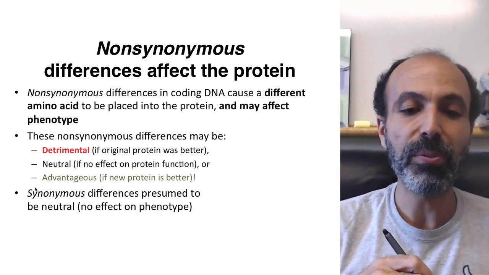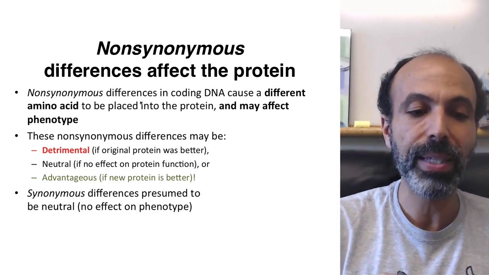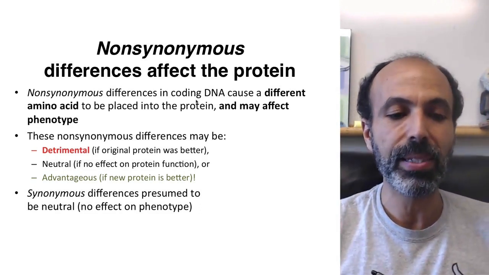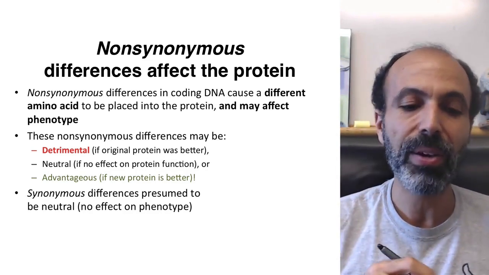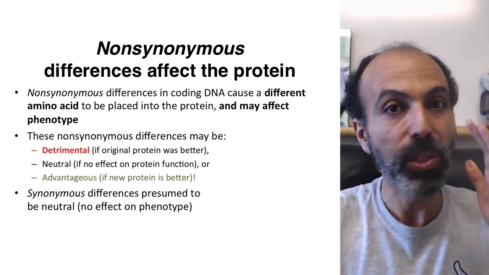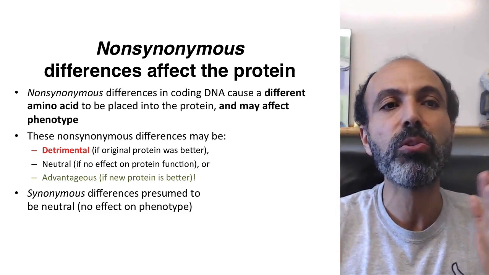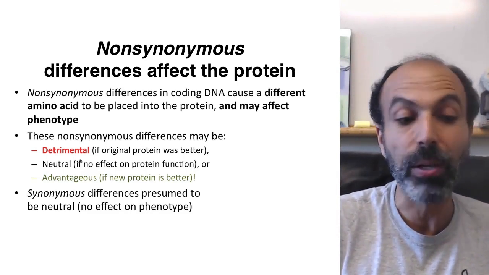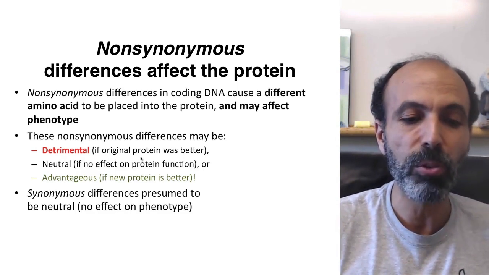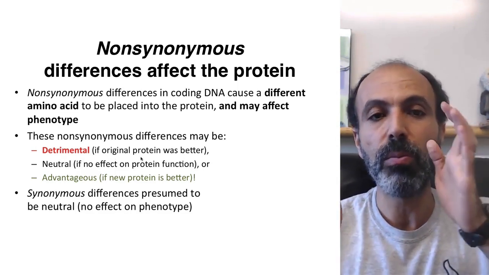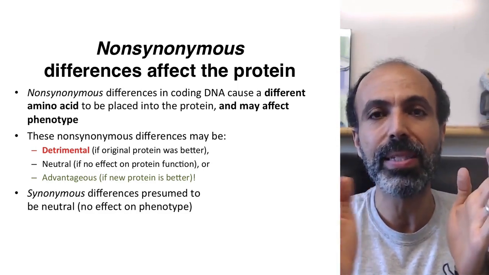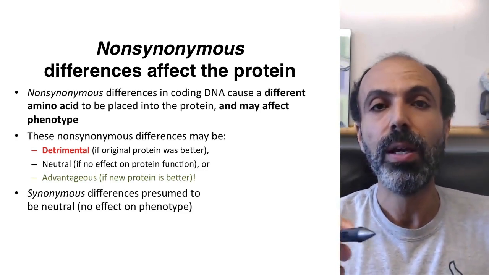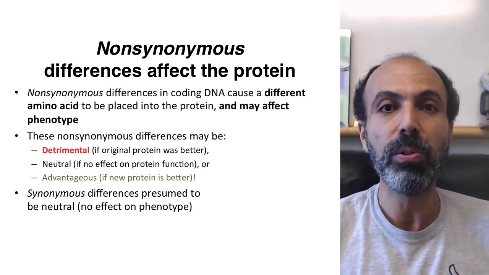Now, non-synonymous differences, as I said, affect the protein, and these non-synonymous differences in coding DNA will make a different amino acid stuck into the protein, and they are likely to affect the phenotype. Now, just because it's having an effect doesn't tell you the direction of the effect. These non-synonymous differences may be detrimental, right? They may be bad if the original protein was better. So you have a mutation from AGA to ATA that may make the protein in some way unstable and make it so you're not producing something you were supposed to be producing well.